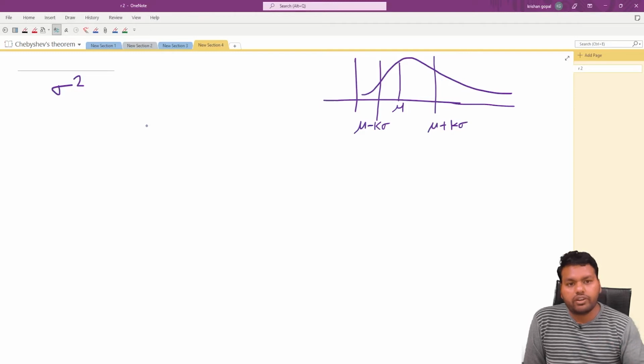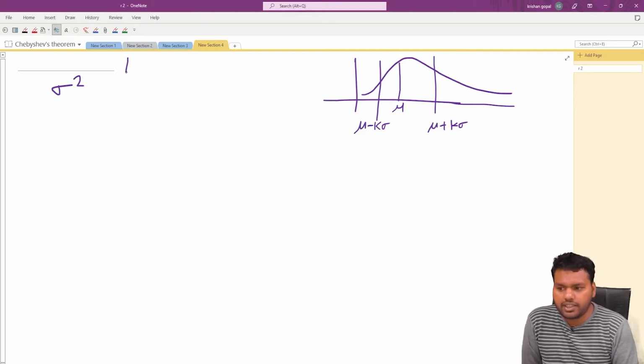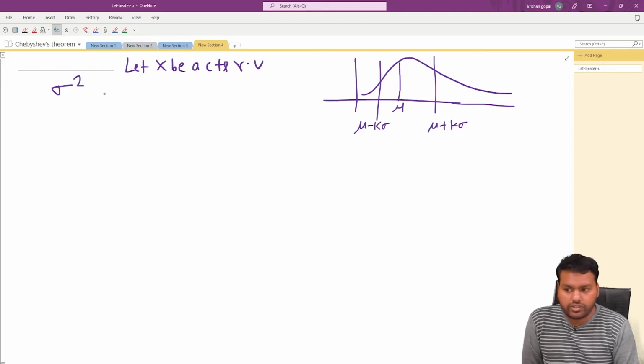When we know our random variable is a continuous random variable, let's make another assumption: let X be a continuous random variable. If X is a continuous random variable, I can use the integration from minus infinity to infinity of (x minus mu) whole square f(x) dx.